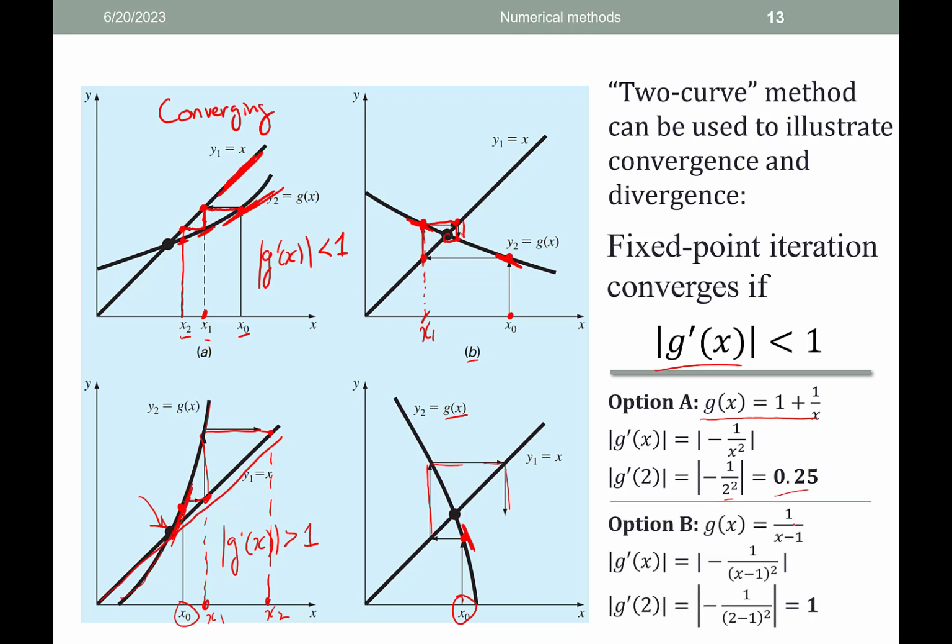Option B, 1 over x minus 1. The derivative of this is negative 1 over (x minus 1) squared. We plug in the initial guess of 2, and we get a value of 1. And this method, in fact, did diverge, at least from the positive root that we were trying to find. So again, this is just a way to gauge if our open method, fixed point iteration, would converge or diverge.